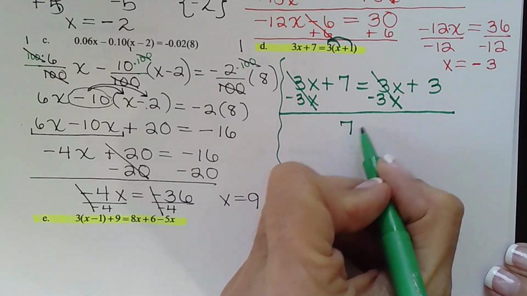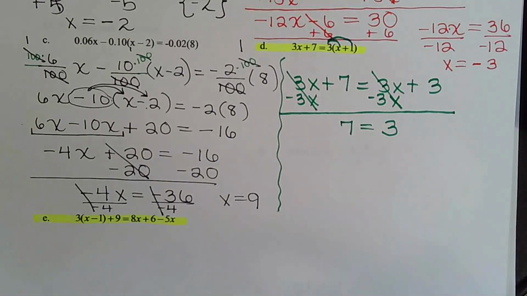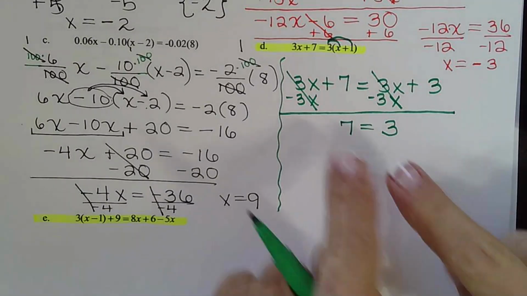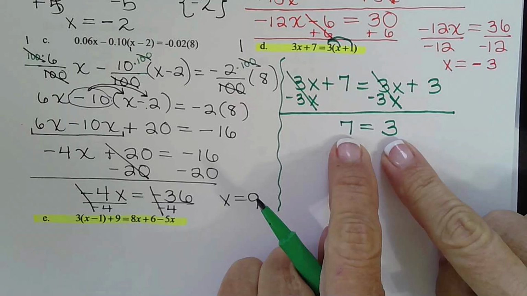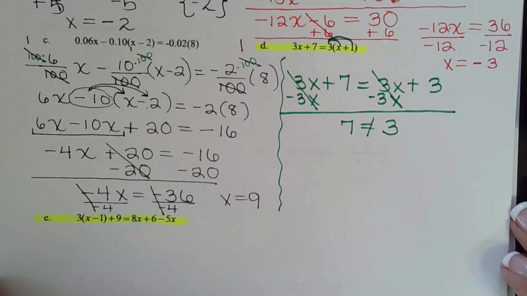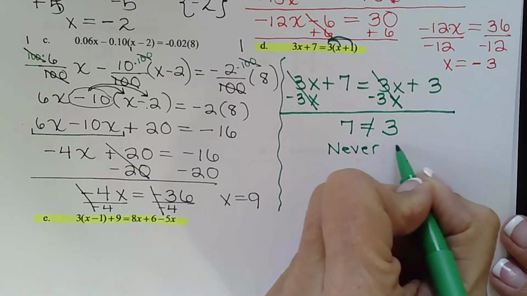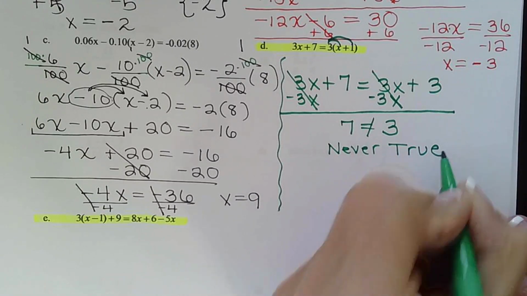So we bring down the next step to determine. And I have this little saying that I do with my 126 classes. Always true, all real numbers. Keep the A's together. Never true, no solution. Keep the N's together. So is this always true or never true? Obviously, it's never true. 7 is never equal to 3. So never true means no solution.